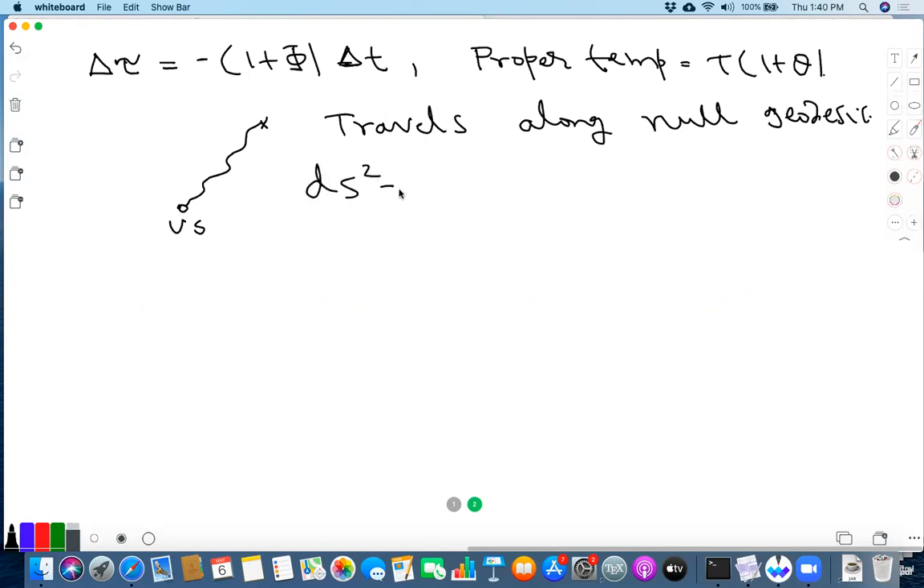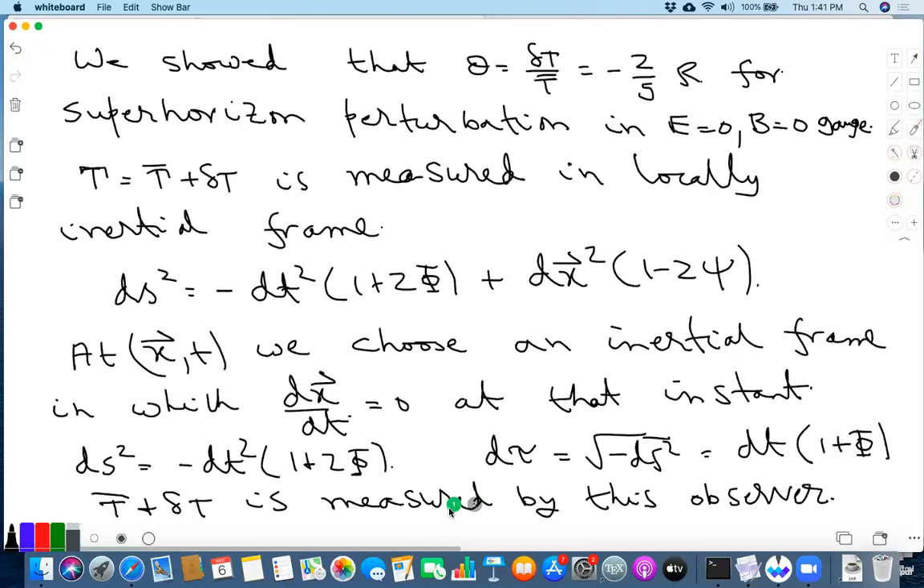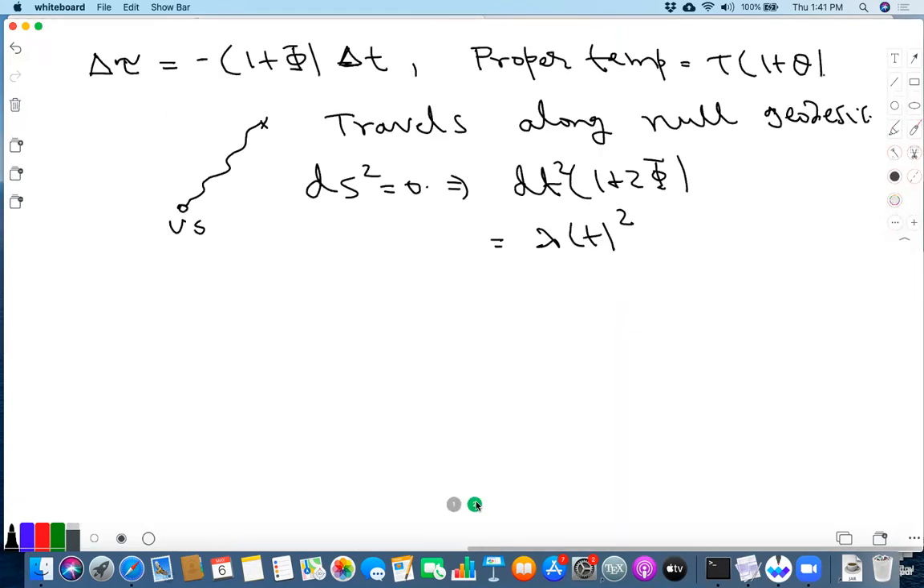So in particular, ds square is 0. And so this gives you minus dt square times 1 plus 2 phi is equal to lambda t square... sorry. Let me see if I wrote the lambda t square or the previous one. Yeah, I again forgot the lambda t square here. So this is lambda t square times 1 minus 2 psi dx.